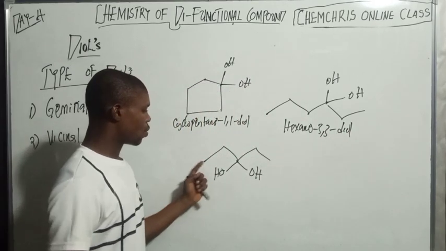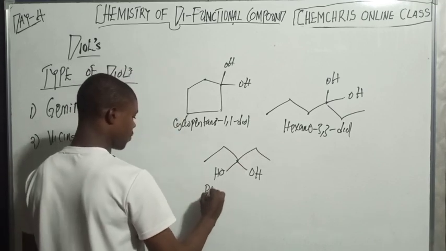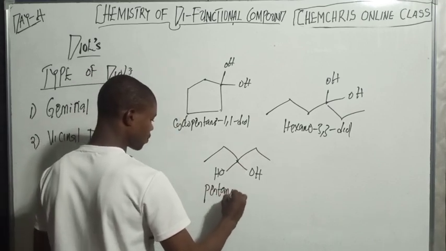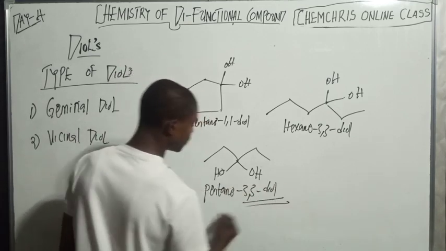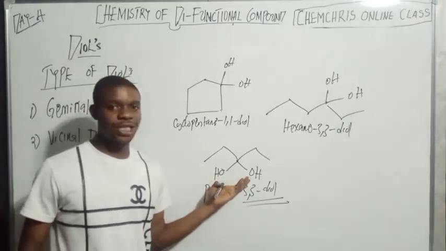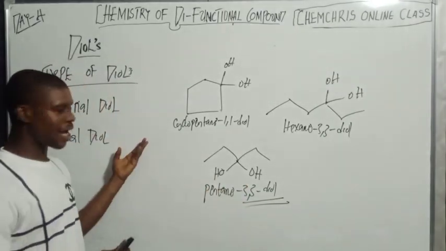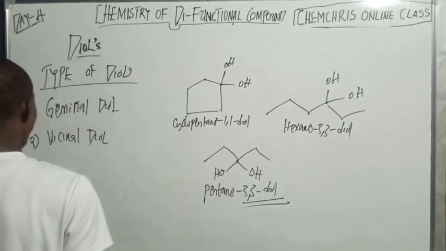What about this? 1, 2, 3. Here we have 1, 2, 3, 4, 5. So here we have pentane-3,3-diol. Do you understand? So when the two OH are attached to the same carbon atom, they are known as geminal diol. It's very, very important to know how to do this. Then what about vicinal diol?